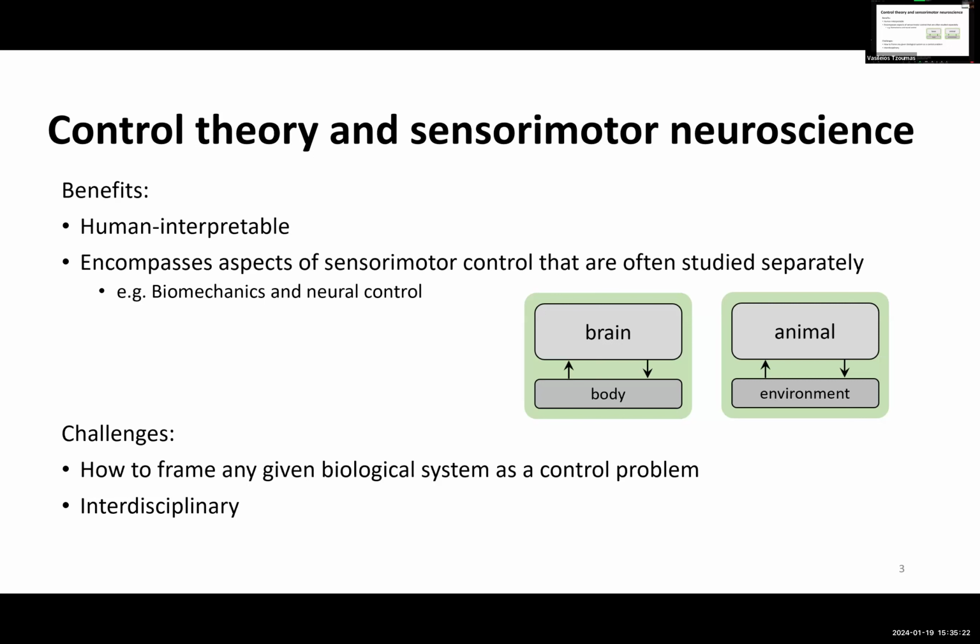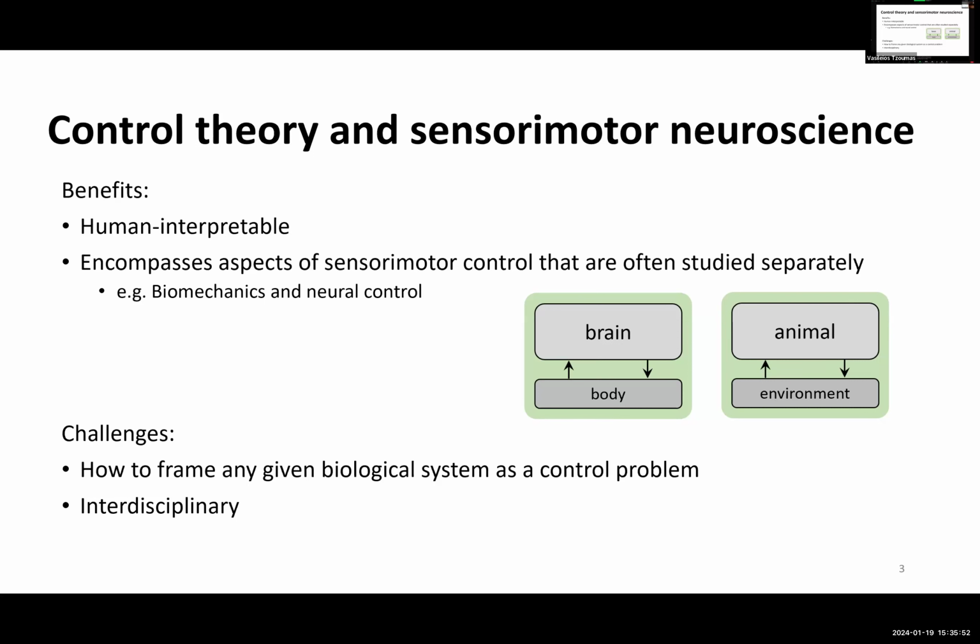You could also think of the animal itself as a controller. It interacts with the environment, right? You react to environmental happenings, not just things happening on your own body. So these are both valid and these have both been used in models, but the general idea of how to frame any given system as a controller and a plant is usually a lot of work. In fact, in this area, I would say that's most of the work, framing the problem and then solving the problem.